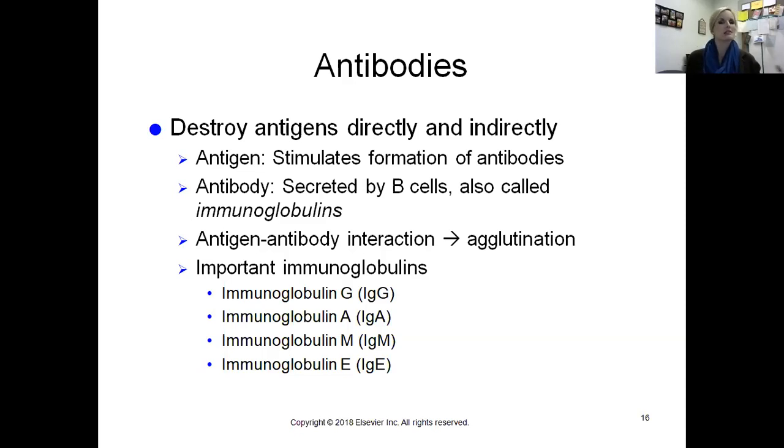An antigen, again, is something foreign that stimulates the formation of antibodies. And an antibody is secreted by these B cells, oftentimes referred to also as immunoglobulins. It's just a synonym for antibody. What happens in the antigen-antibody interaction, typically the result is what's called agglutination. If you remember, that was the same type of response when somebody with one blood type is given the opposite blood type, which means a kind of clumping that takes place in the blood. And so that's what happens with the reaction between an antigen and an antibody, and that's how that antigen is destroyed.